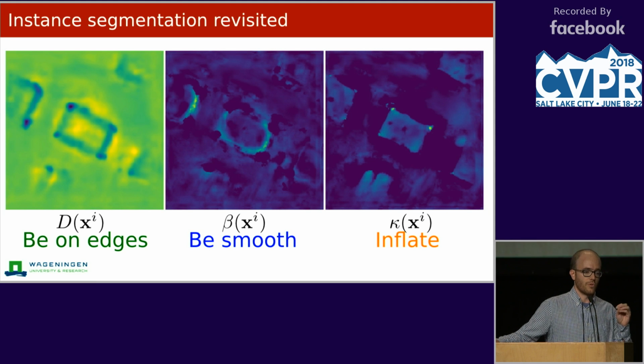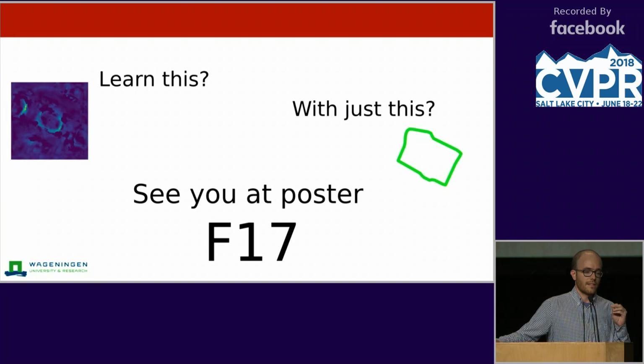the CNN has been able to learn an edge detector that is specific to buildings. It has been able to learn to penalize the curvature only in the edges and not in the corners. And well, if you want to know more about this, how we learned this just with polygonal ground truths and some nice results on the Toronto City dataset, please come to the poster at F17. Thank you.